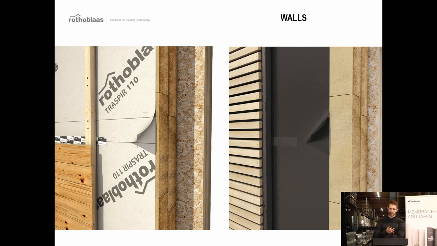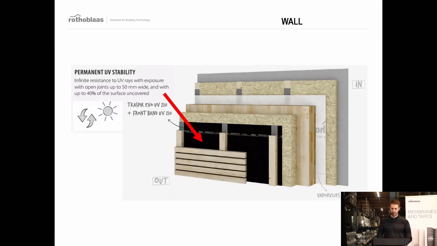And if you try to keep this build-up in mind, you'll find a building that is working better and which is going to be more durable as well, and it's going to last longer, and also the people who live in the building will actually have a better feeling inside it. So comfort is very important as well. And the permanent UV stability, that's another very important thing. We already talked about it.